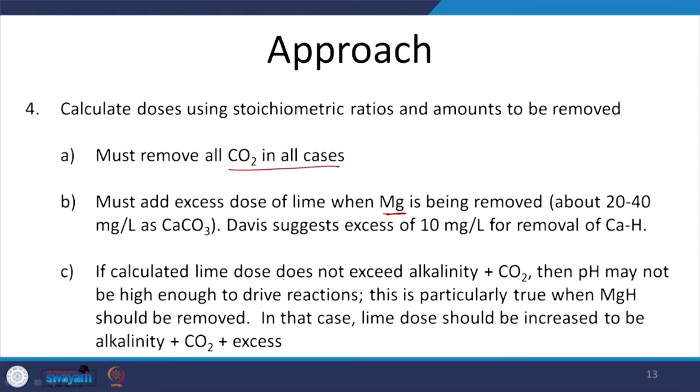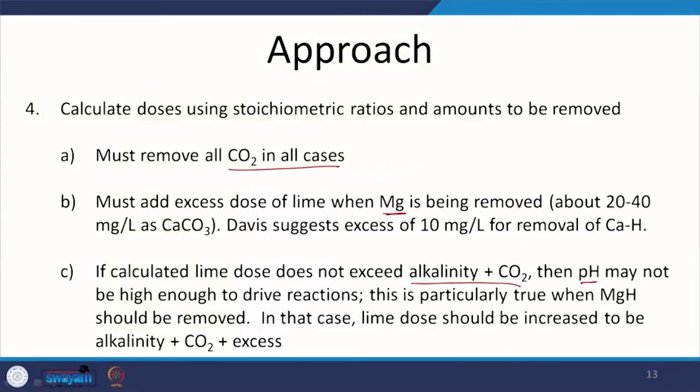And if the calculated lime dose does not exceed alkalinity plus CO2, then pH may not be high enough to drive the reactions. That is one thing to keep in mind. If I am adding lime and all the lime is consumed by the alkalinity or the CO2, it is not increasing the pH. Then pH might not be high enough to drive the reactions. This is true when magnesium carbonate hardness should be removed. In that case, lime dose should be increased to alkalinity plus CO2 plus excess. So, that is something to keep in mind.